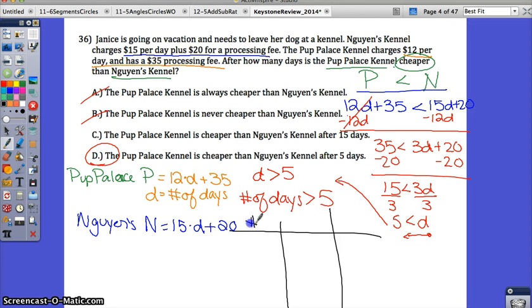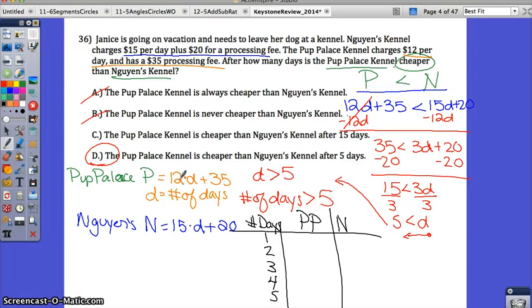So the number of days could be here. I could have Pup Palace here, and I could have the other one, the Guyan's kennel, there. So after 1 day, how much they cost. After 2 days, how much they cost. After 3 days, after 4, and so on. Again, this is a more timely way to go about the problem, but it will work for you. So you could figure it out using these.